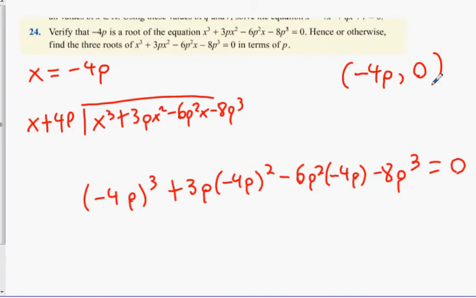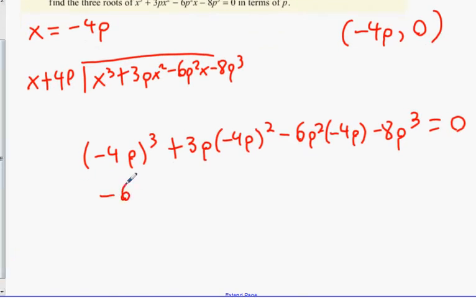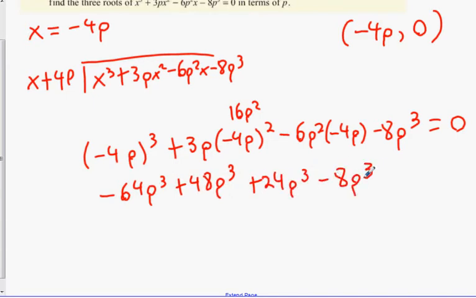Okay? So, we multiply it out, minus 64p cubed. That's 16p squared, multiplied by 3, 48p cubed. Multiply that out and you get 24p cubed minus 8p cubed. In essence, minus 64 plus 48 is minus 16. Minus 16 plus 24 is plus 8. Plus 8 minus 8, 0. We've hence proven it's a root.